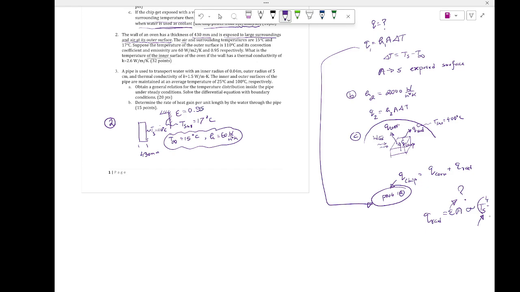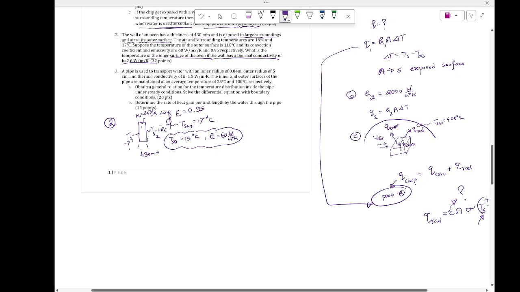What is the temperature of the inner surface of the oven if the wall has a thermal conductivity? So the k value is given here as well, 2.6 watt per meter Kelvin. If this is Ts2 and this is Ts1, they are asking to find Ts1. Let's see if everybody understands the problem. Are you taking the class notes? You understand what you're trying to do here? The inner surface temperature, right?